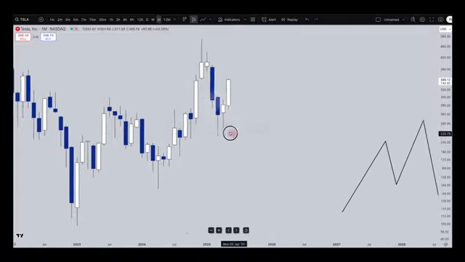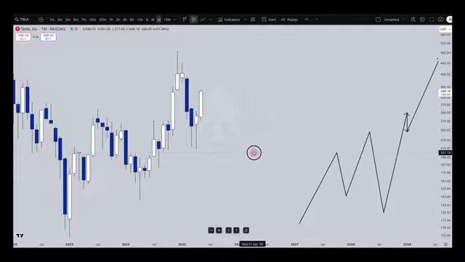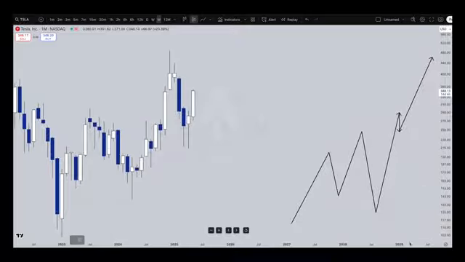So take one more good look at it. This range here, that was going to be a breaker, and that's what we have occurring here.